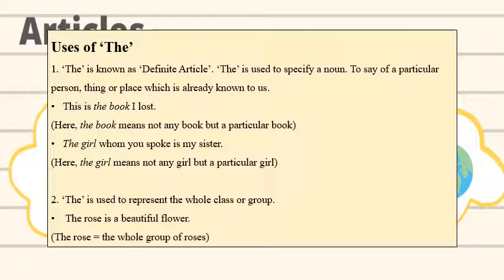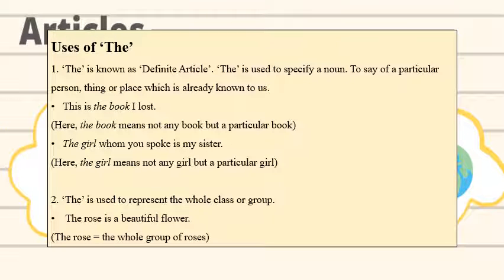Now uses of the definite article the. The is the definite article, and this is mostly used to specify a noun, to speak of a particular person, thing or place which is already known to us. It is specific, not like a or an. A or an means any. The means it is something specific. Now let's see the uses of the. This is the book I lost. Here the book means a particular book, not any book.